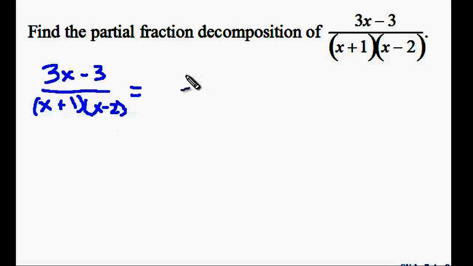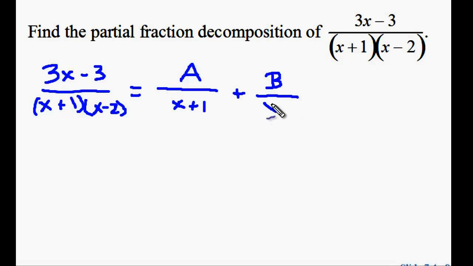So let's start with the fraction (3x - 3) over (x + 1)(x - 2). We want to break this up into two different fractions. The denominator of each fraction will be one of the factors of the original denominator. Let's begin by writing the original fraction. This is going to equal some number over x + 1 plus some number over x - 2.